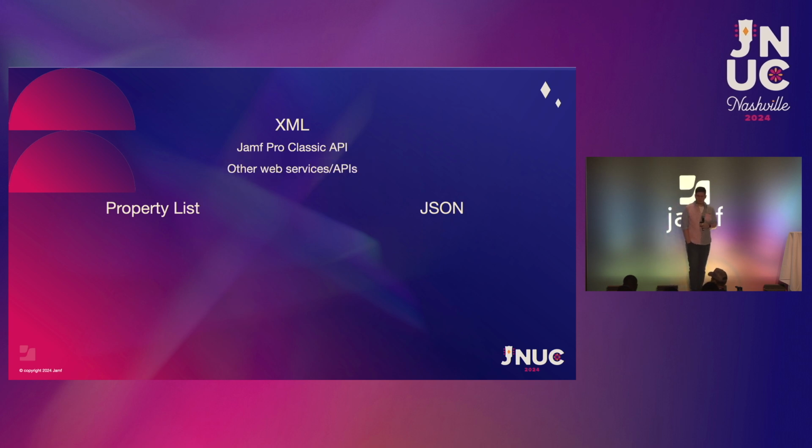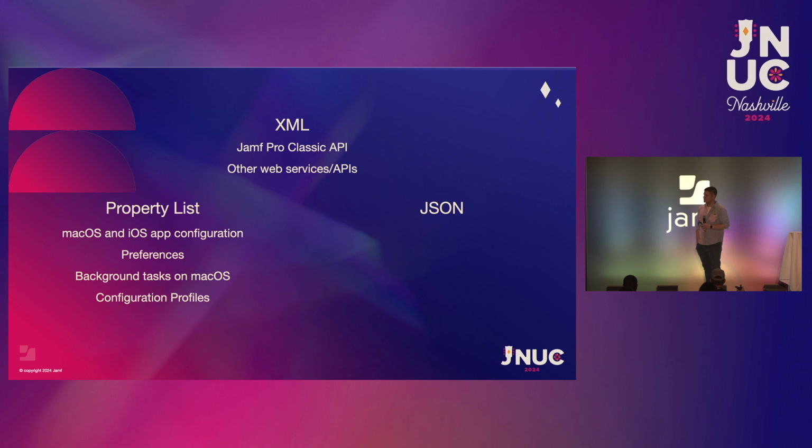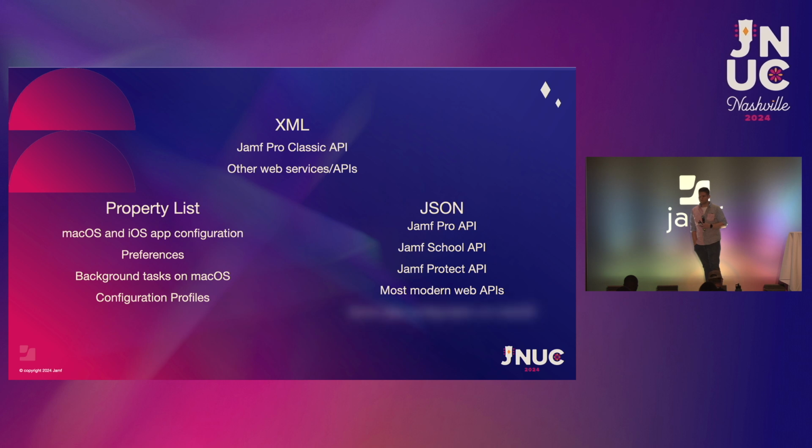We deal with these when we talk to the classic API. A lot of other web services and maybe older APIs use XML. Property lists we see all over our file system on our Mac: preferences, configuring background tasks, configuration profiles especially. And JSON, some application configuration on macOS, and a lot of modern web APIs, including the Jamf Pro API, the School API, and the Protect API.